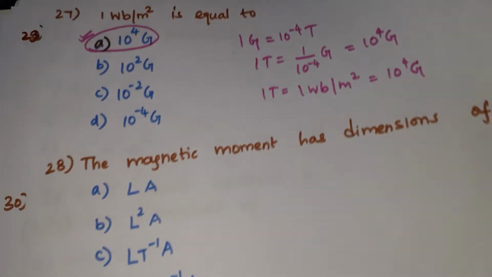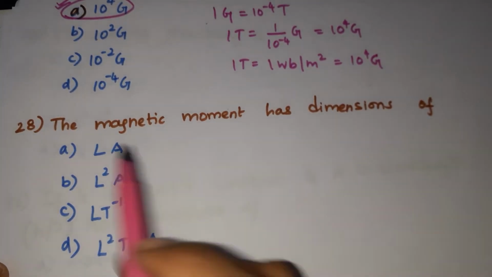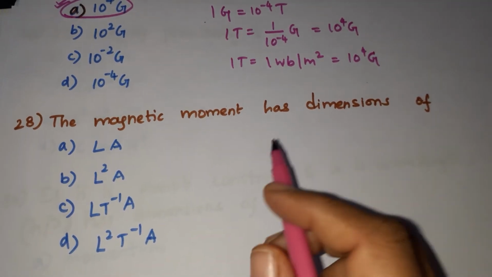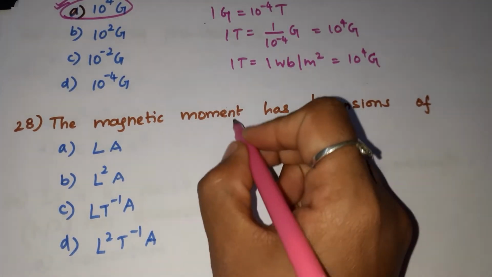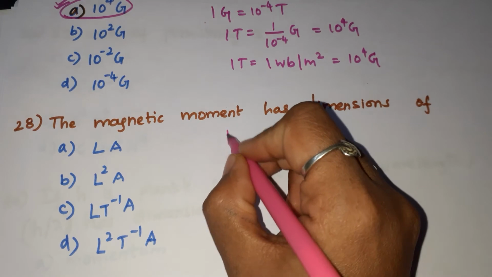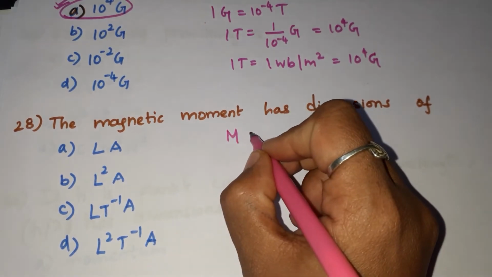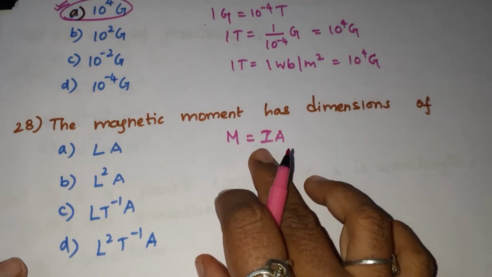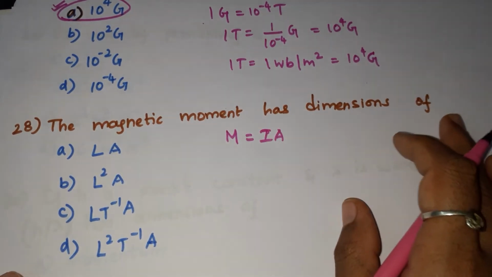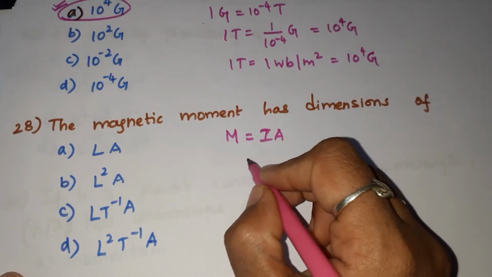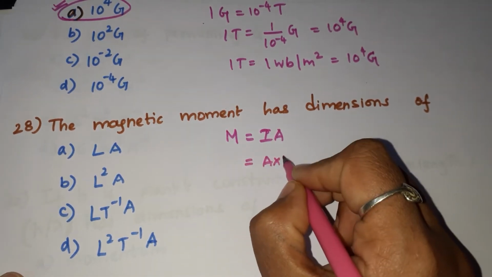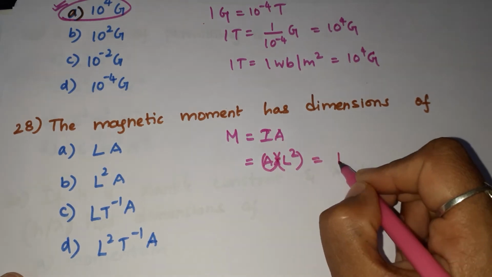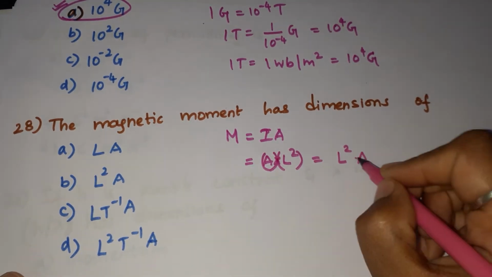Now we'll see the next question. The magnetic moment has dimensions of. So what is the formula for magnetic moment? M is the magnetic moment, which is equal to IA, current into area. I is current, area is A. So the dimensions for this are A into L square, that means L square A.